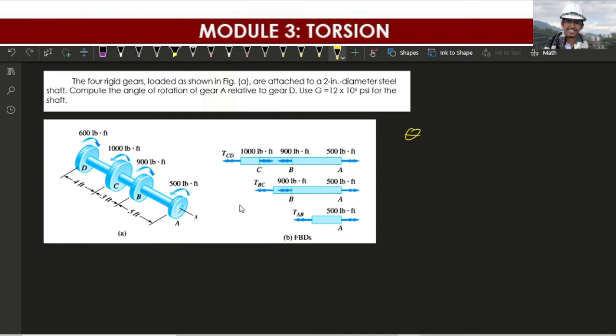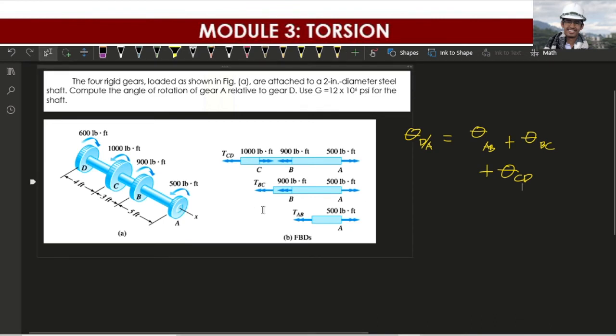So actually yung ating angle of rotation of gear D relative to A, that is equal to yung summation lang ng ating angle of rotation for segment AB, BC, and CD. So angle of rotation ng AB plus angle of rotation sa BC and angle of rotation sa CD. Okay? So, before we can get the angle of rotation, angle of rotation is equal to TL over JG.